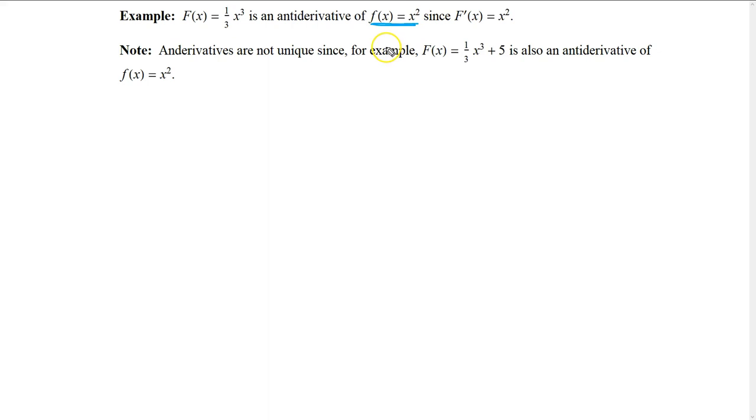However, it's not the only antiderivative, since notice that if we were to differentiate 1/3 x cubed plus 5, you also get back x squared for the derivative of this function, because when you differentiate this, the derivative of the constant goes to 0.